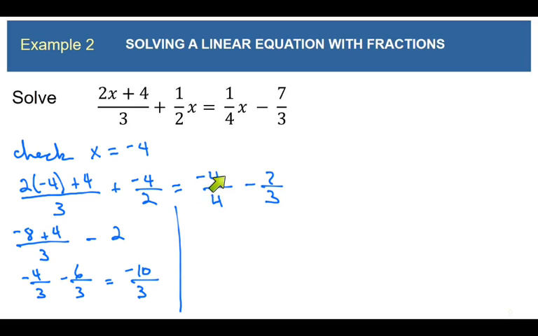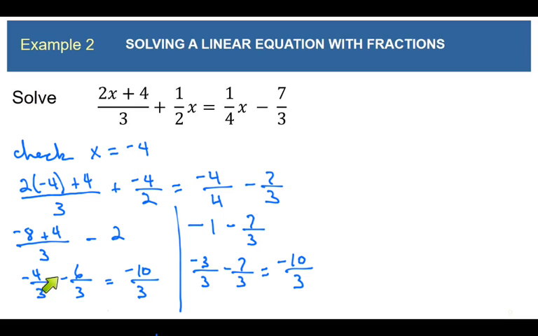Okay, over here on the right side, like I said, negative 4 over 4 becomes negative 1. And then we need a common denominator, so this becomes negative 3 over 3. And that's going to add up to negative 10 over 3. And so now we have verified that negative 4 was the correct solution.